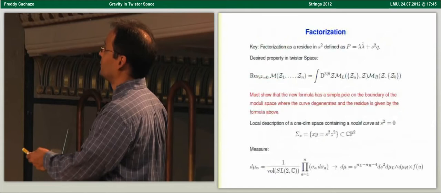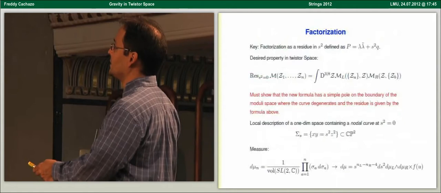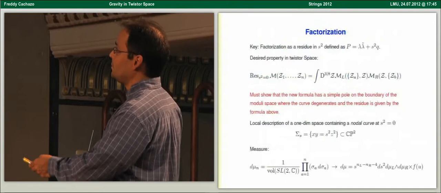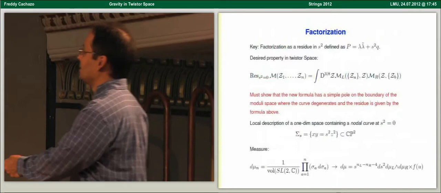And this is a local description, much like Witten described today. Local coordinates on one patch can be described by x and z, and on the other patch by y and z. And what happens to the measure is something very interesting. The measure immediately splits into two copies of the measure, times some factor that is not important at the moment, times this power of s, times a ds squared.